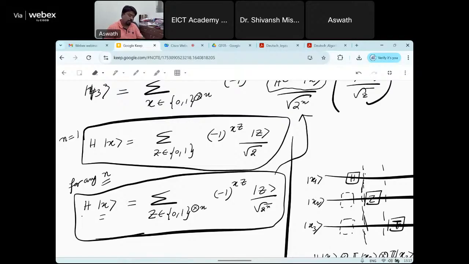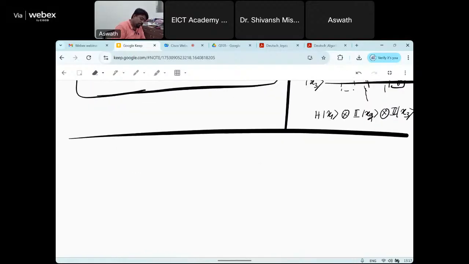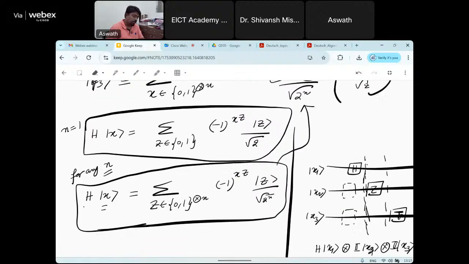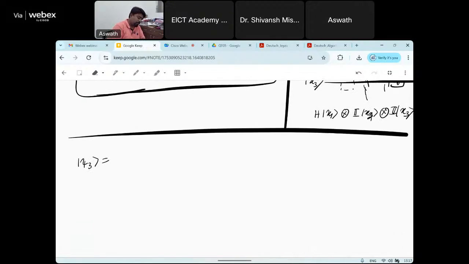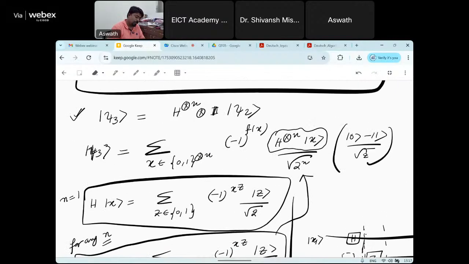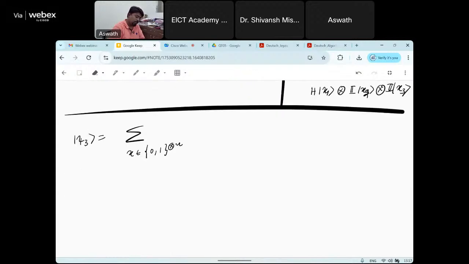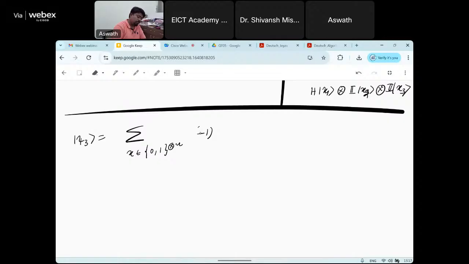So basically what we would get is psi3 would look like, let me write it down carefully, not missing anything. First I'll have a summation over x belonging to {0,1}^n. What else is there? I have (-1) to the power of f(x).